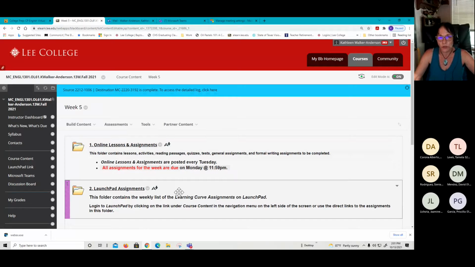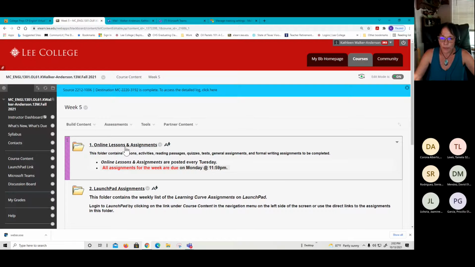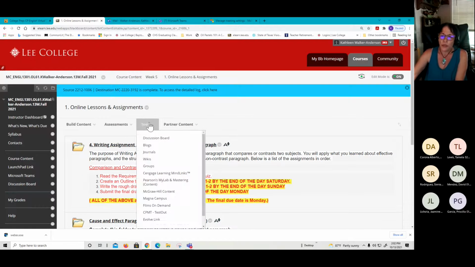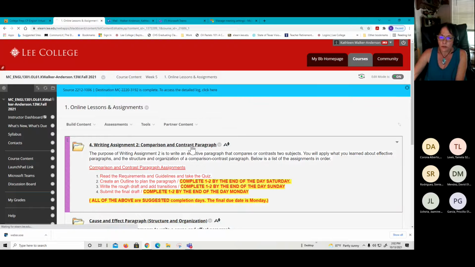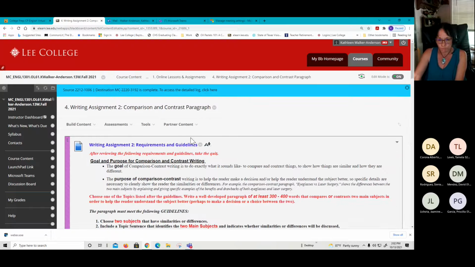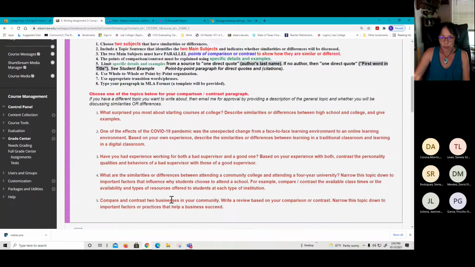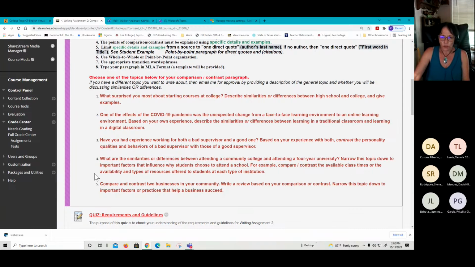Now Launchpad, there's still the direct links to the learning curves. So the Launchpad assignments are in there. And this has been moved from last week, and I've added some things to the folder. So here's the requirements and guidelines, and you should have taken the quiz over that. I've added one, but I'm going to talk about what it is in a minute when we get to talking about the assignment. These were the 5 topic choices you had.